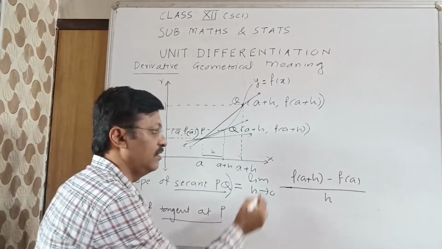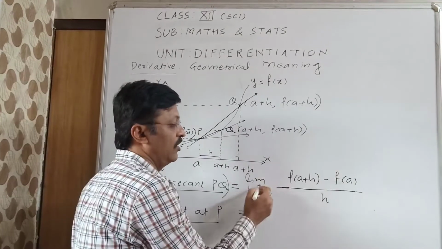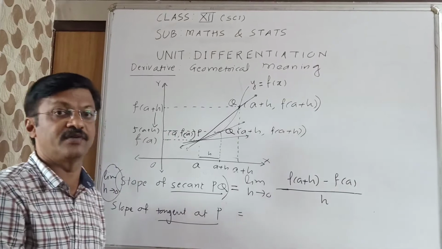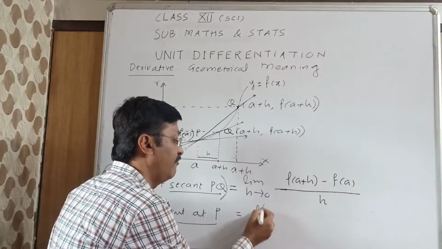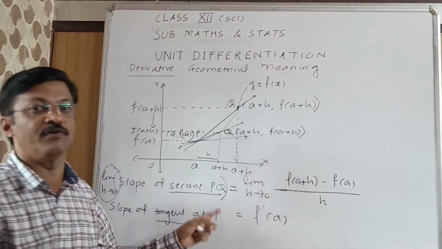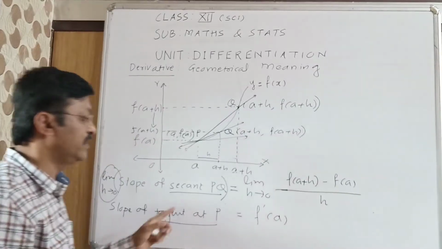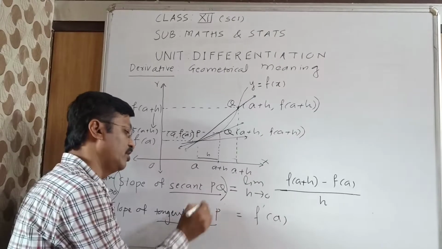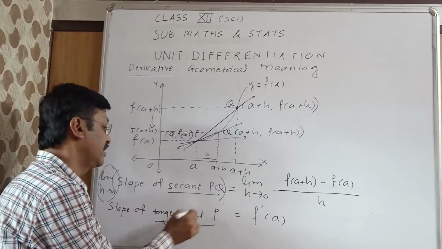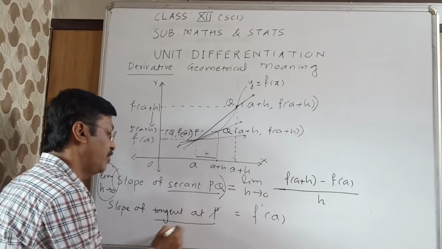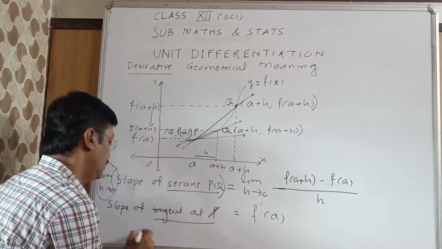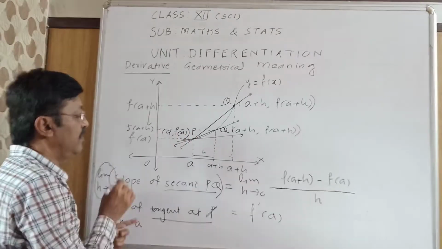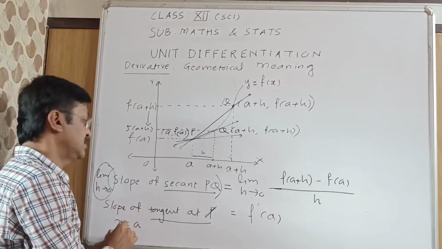And there, what do you know about this? Limit of f of a plus h minus f a divided by h as h tends to 0. In 11th standard you have studied this. This is nothing but f dash a. That means derivative of function fx at a. And what is x is equal to a? Point P is referred to as x is equal to a also. So instead of writing slope of tangent at P, I may write slope of tangent at x is equal to a. Point P means point x is equal to a.